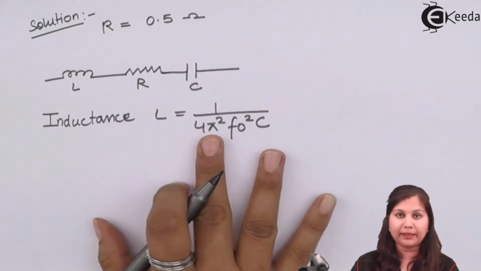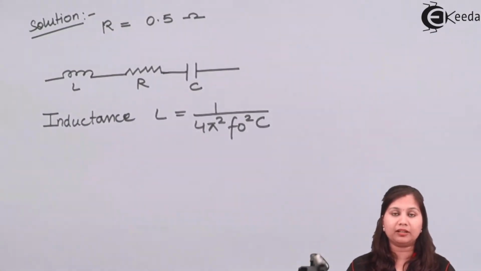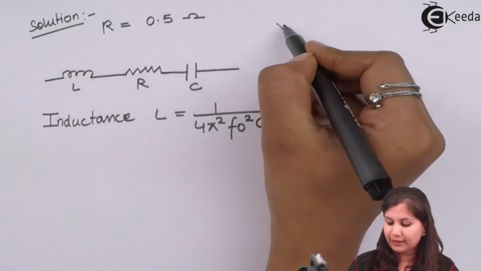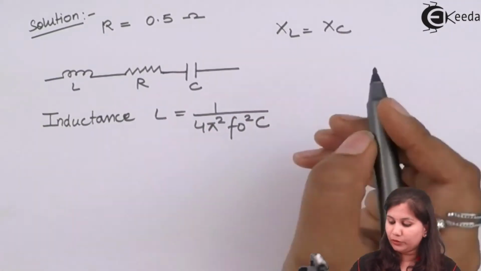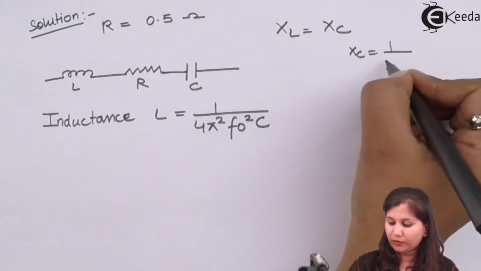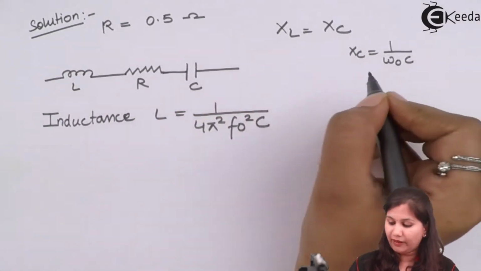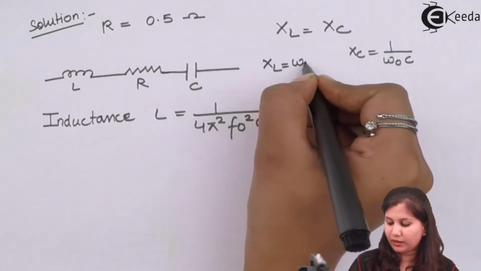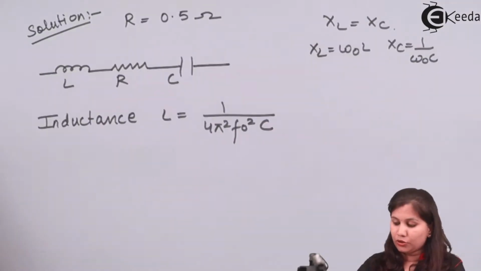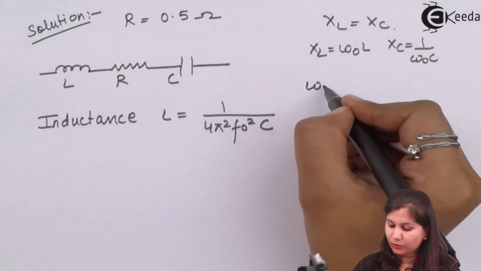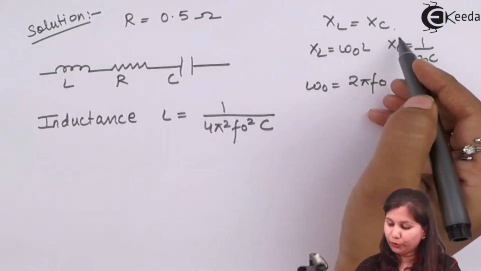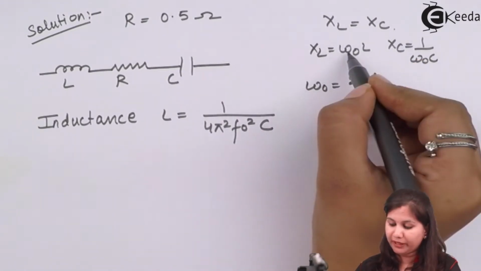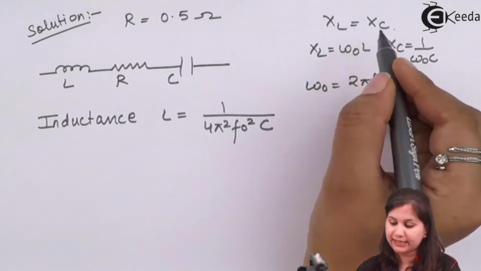How does this formula come? Because in the Q meter the circuit is tuned to the resonant frequency. So at resonance XL is equal to XC. Now we know the value of XC is 1 upon omega naught C and the value of XL is omega naught L, where omega naught is equal to 2 pi F naught. So XL and XC are equal to each other, so we put the value of omega naught here and equate XL and XC.